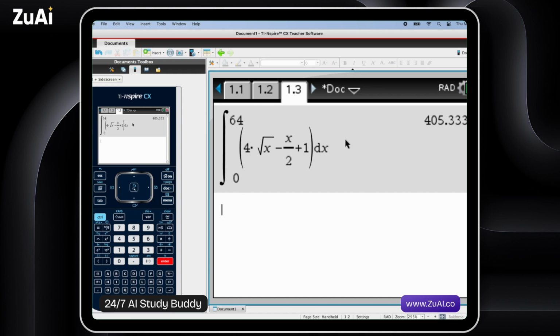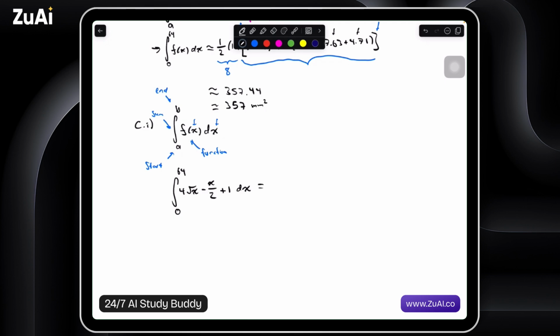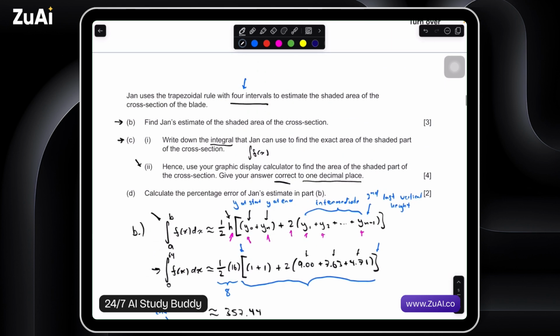and let's write this out. So what is the area under the curve? It's equal to 405.333. They asked us to write it to one decimal place, so just 405.3. Okay. All right. This looks good so far. So let's keep going and let's see what we can do. Calculate the percentage error of Jan's estimate, Jan's estimate in part B.